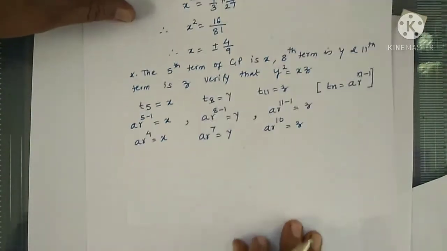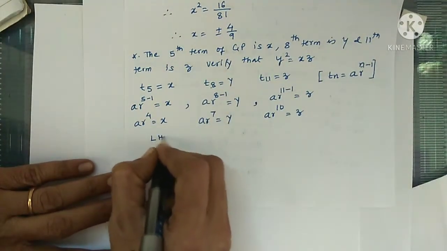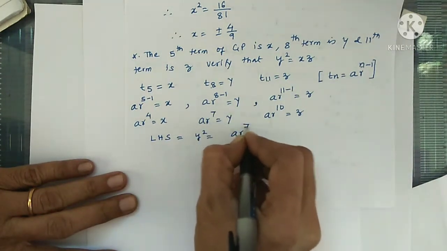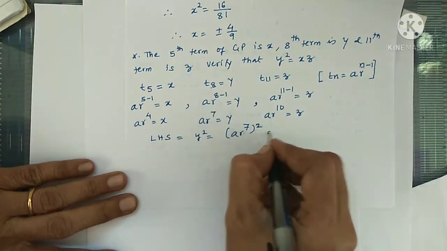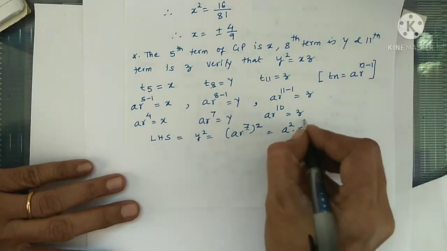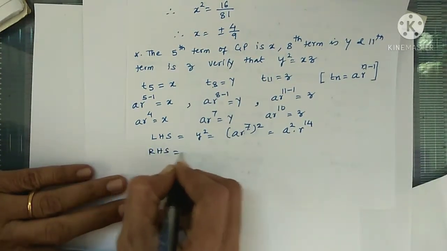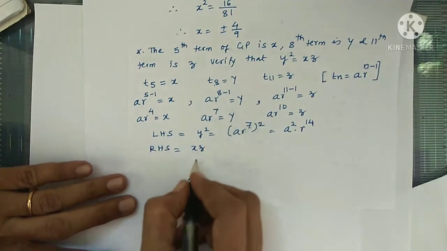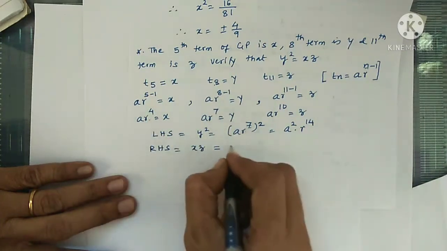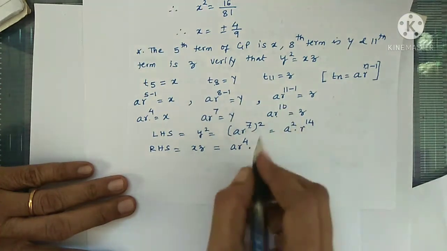Now let's verify this equation, y square equals xz. So let's write the left side first. y square, so a r raised to 7, bracket square. So it is a square into r raised to 7 raised to 2. So 7 into 2 is 14. And the right side is x into z. Now x is a r raised to 4 into z. z is a r raised to 10.